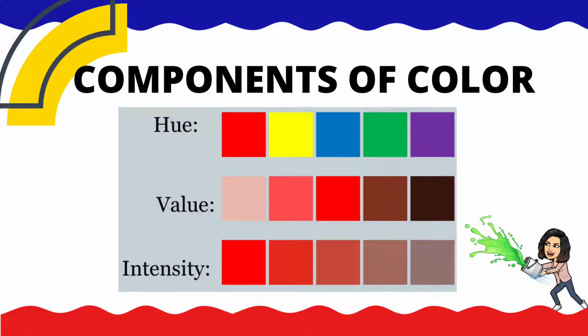The second one is intensity, which refers to the vividness of the color, also known as saturation. And the third one is value. It shows the darkness or lightness of a color. Color can be used symbolically, to produce a pattern, or to show contrast in a piece.